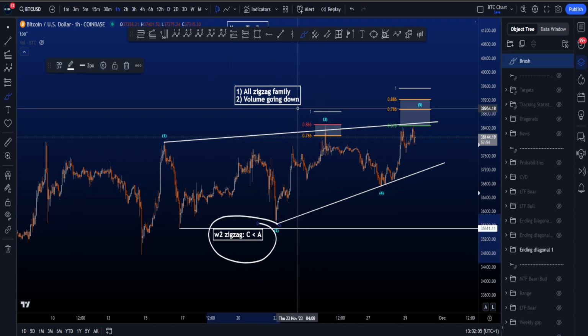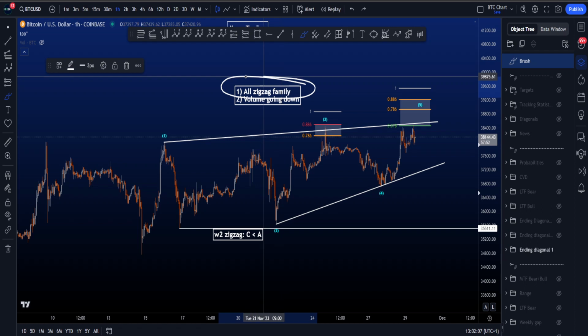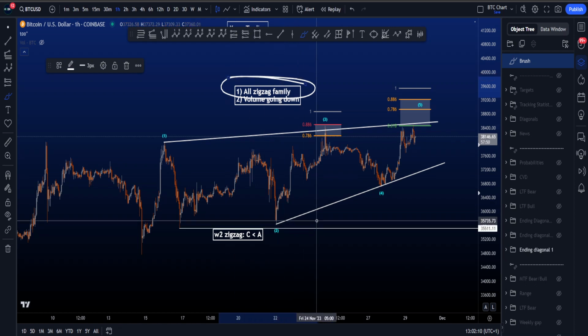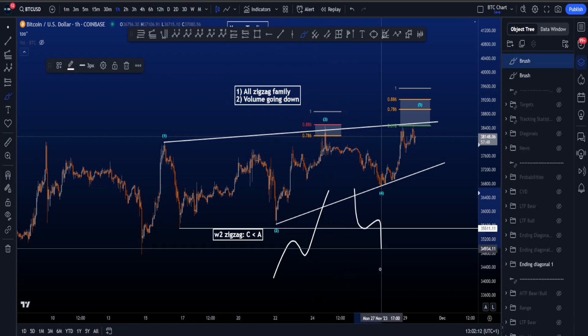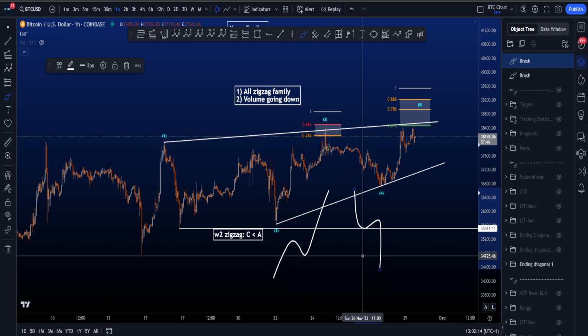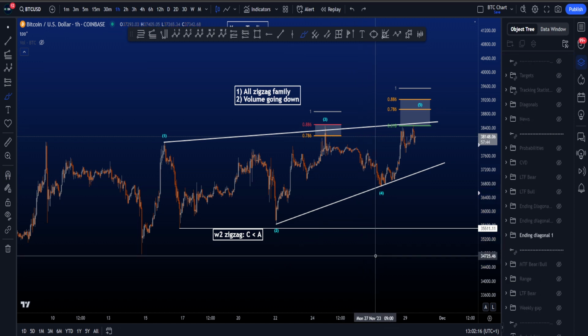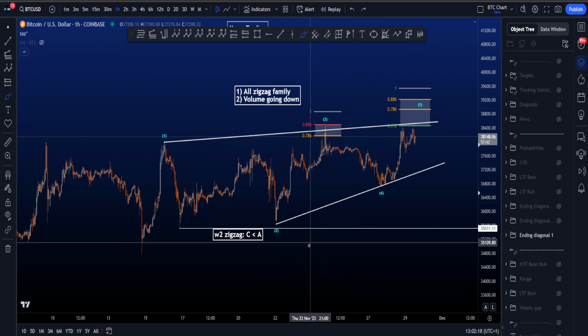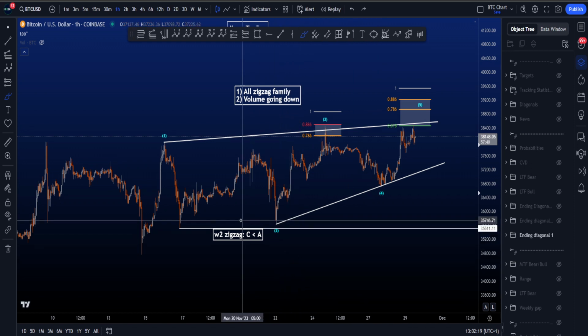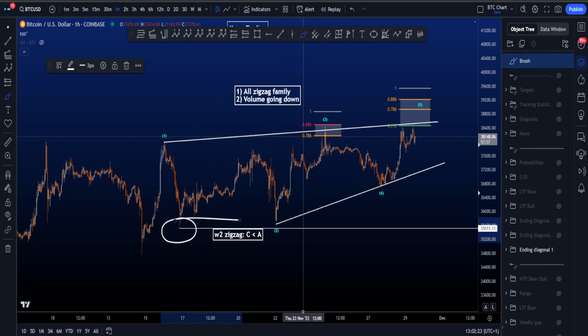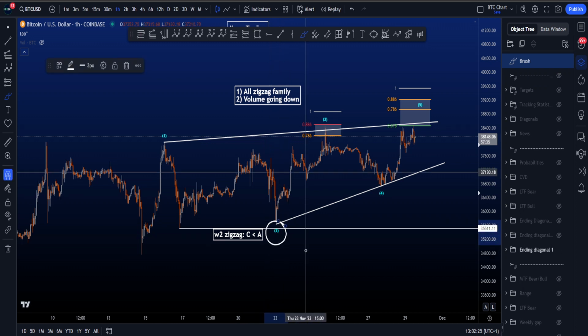In an ending diagonal, it's very important that all of the waves are part of the zigzag family, meaning 5-3-5 up, 5-3-5 down, or potentially a double or triple zigzag, but that is a little less common. Now, if we look for a zigzag, then wave C has to move either below or above wave A, and that is the problem in this wave 2.